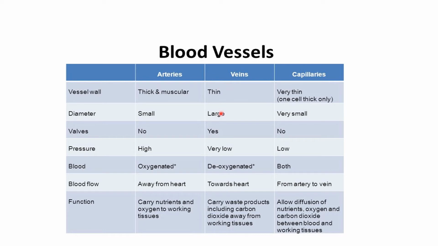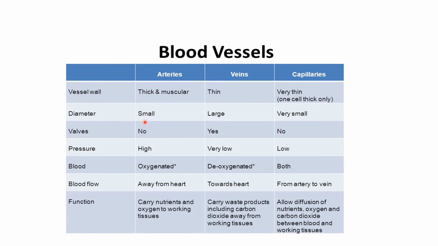Veins have thin walls because in veins the blood is not under pressure and they don't need thick walls. Capillaries, because diffusion takes place here in capillaries, that is why their walls are very, very thin.